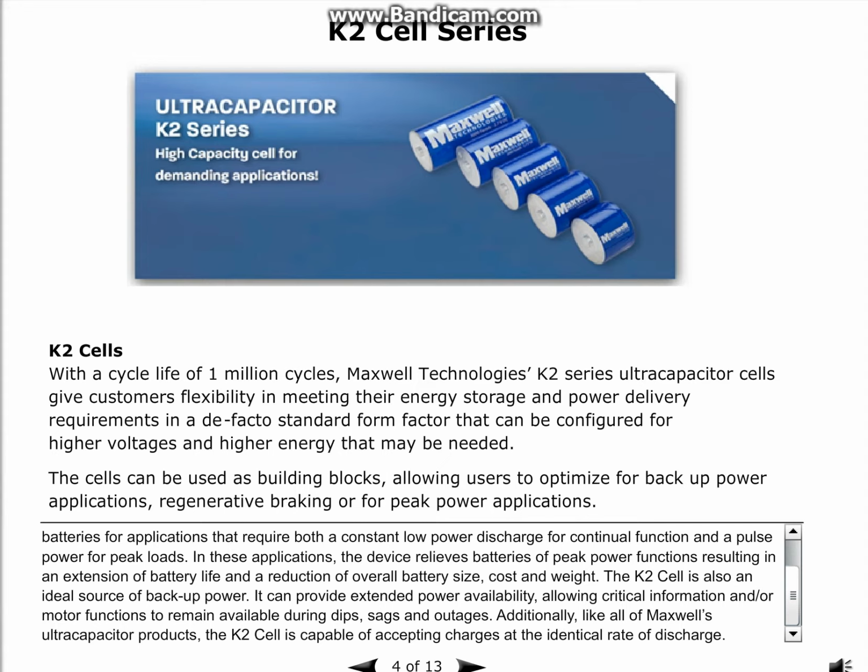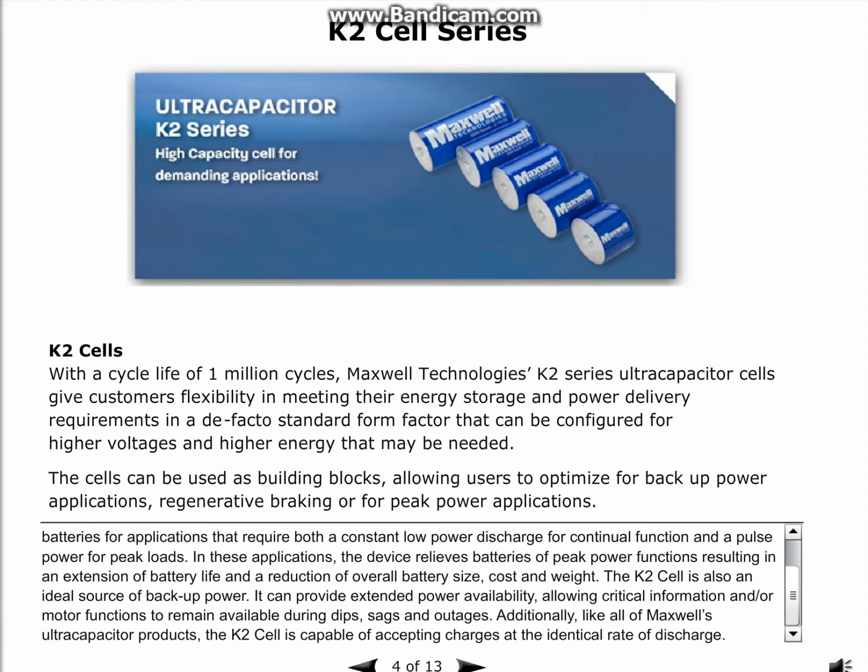In many cases, they work in tandem with batteries for applications that require both a constant low-power discharge for continual function and a pulse power for peak loads. In these applications, the device relieves batteries of peak power functions, resulting in an extension of battery life and a reduction of overall battery size, cost, and weight.